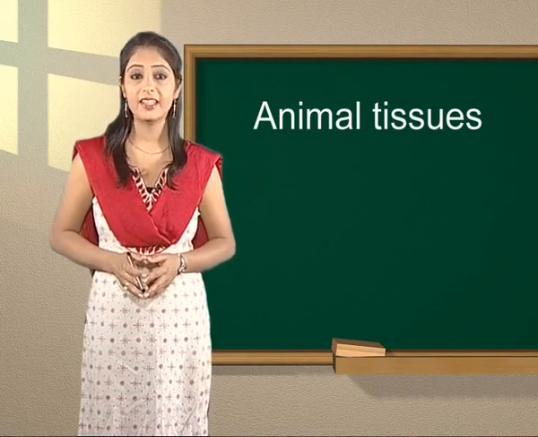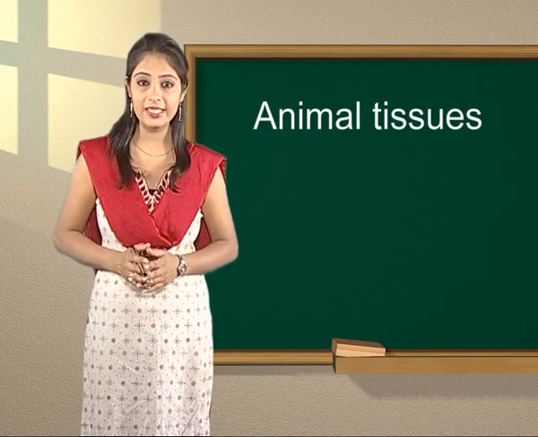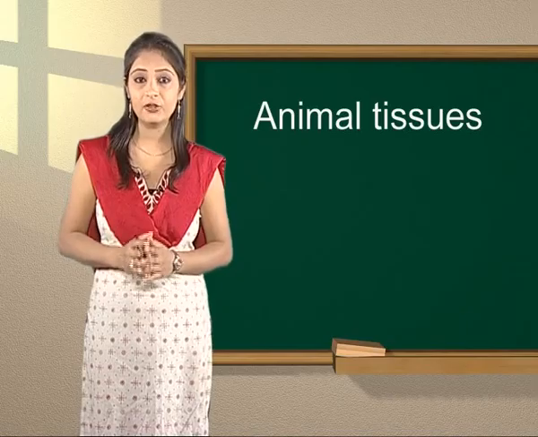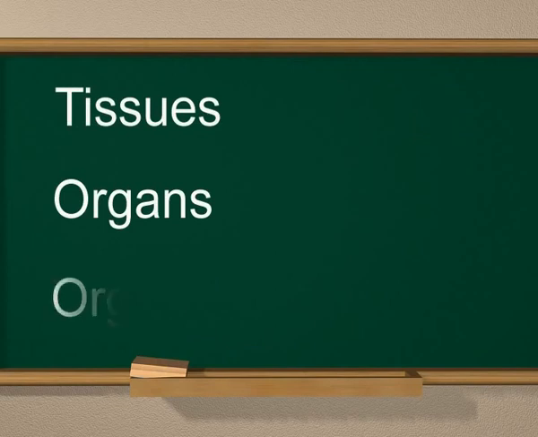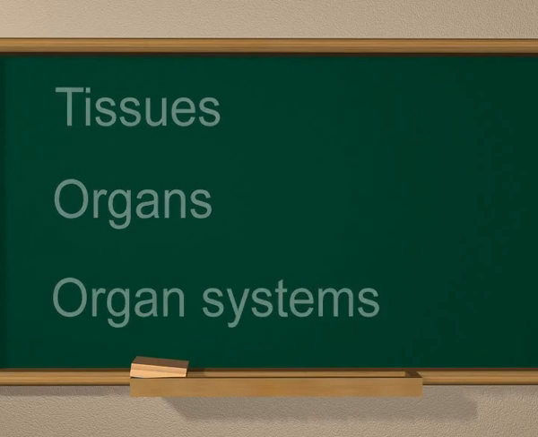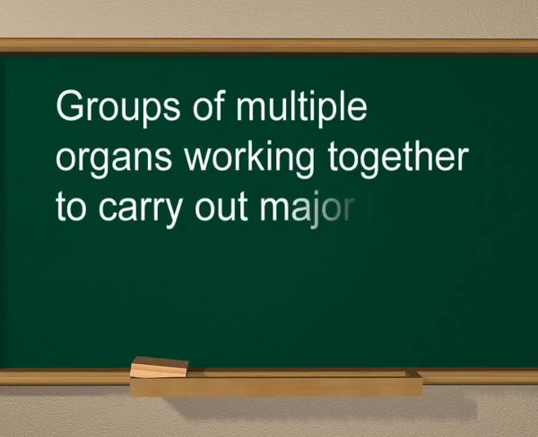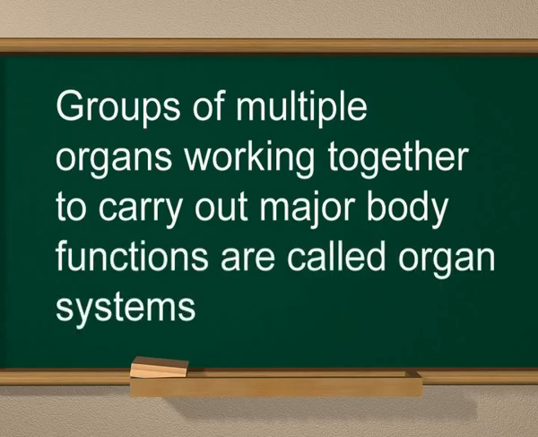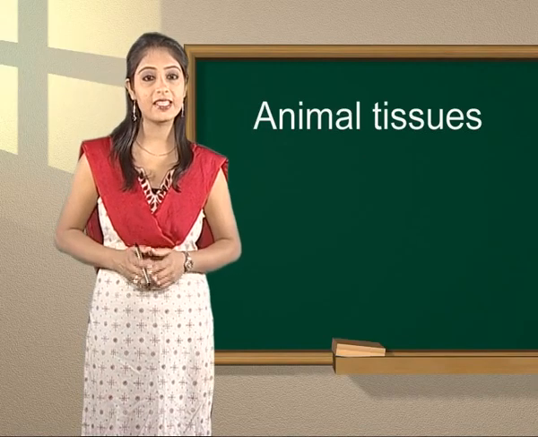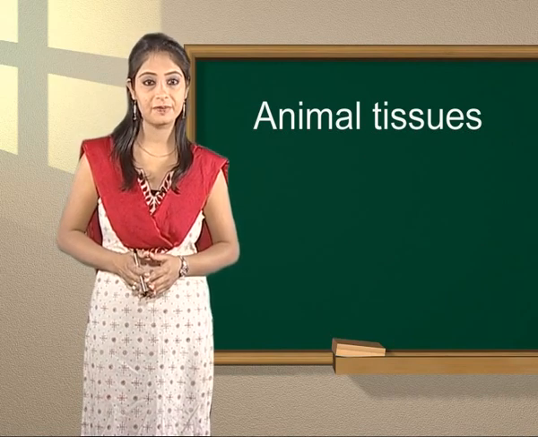Basically, the level of organization in all the organisms is same. The cells together form tissues. Tissues form organs, and organs build organ systems. Groups of multiple organs working together to carry out major body functions are called organ systems. This organ system is different in various living organisms.